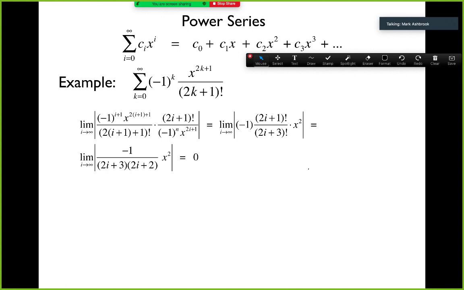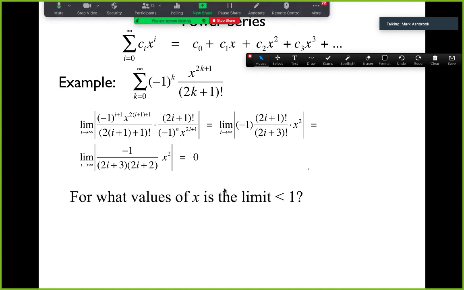And when did we say, for what does the limit have to do in order for the series to converge? The sequence of the ratio, right? The multipliers. Less than 1, right? The ratio test says that. So we're asking then, for what values of x is this limit less than 1?